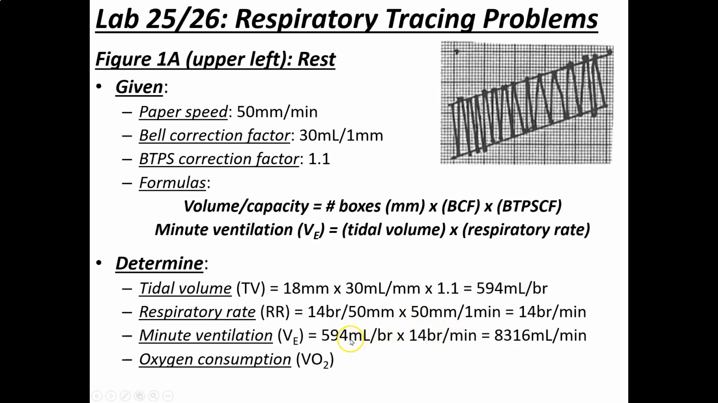So let's look at the units first. We got mils per breath for tidal volume. We've got breaths per minute for respiratory rate. So if the breaths cancel out, we get mils per minute. That'll be our units. And since we know our tidal volume was 594 mils per breath, we know our respiratory rate was 14 because we just counted them up here. And we get 594 times 14 equals 8,316 mils per minute. Okay. So that one's pretty easy. It's just like cardiac output, but it's for the lungs instead of the heart.